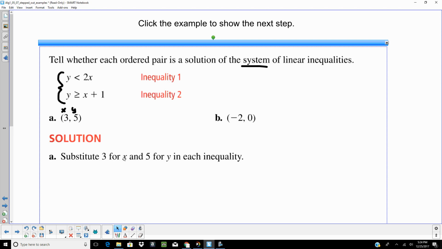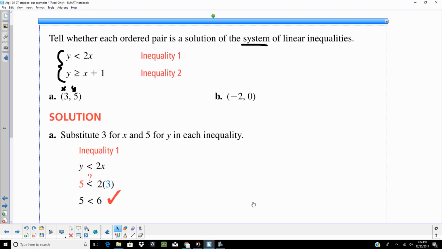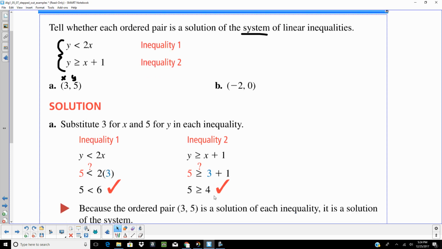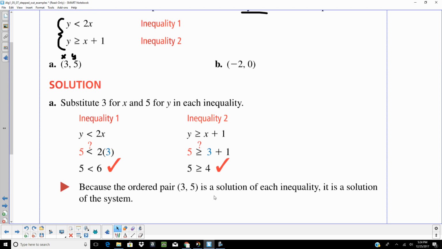I'm going to plug in 3 for x, 5 in for y. Do it for the first one, and I get 5 is less than 6. That's true, so I'm going to move on to the second inequality, which is y is greater than or equal to x plus 1. Put in 3 for x, 5 for y, and I get 5 is greater than or equal to 4. Because it worked out for both of them, yes, that is a solution.